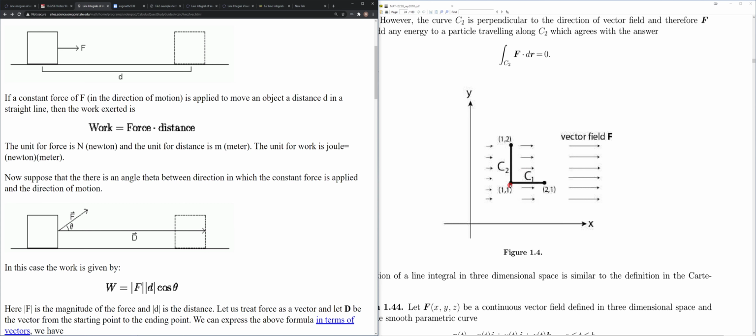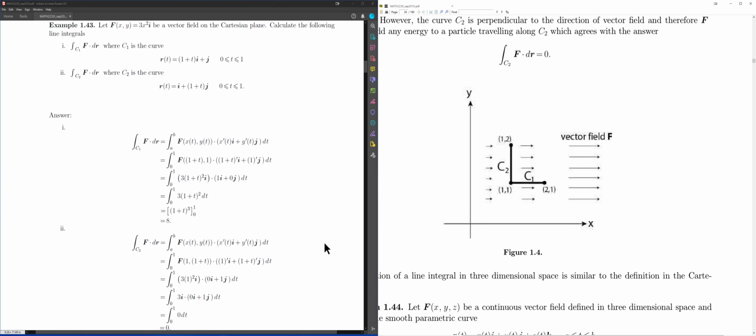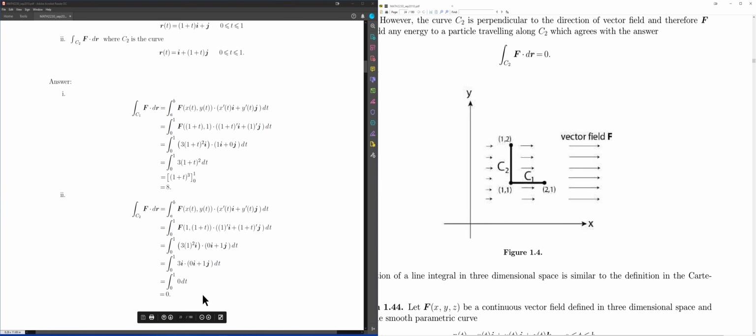right? So as you move along this vertical line segment, these forces are not going to do any work on the particle as it moves from here to here, right? Because the motion is always just perpendicular to your force vectors, right? Okay, so the work done going from here to here is just going to be 0, right? And that is what this worked out to be, right?